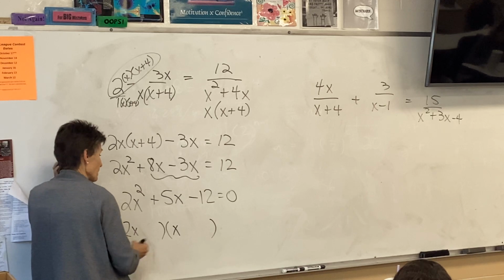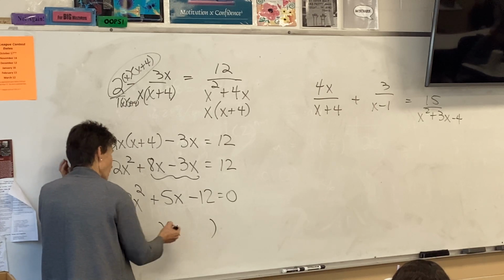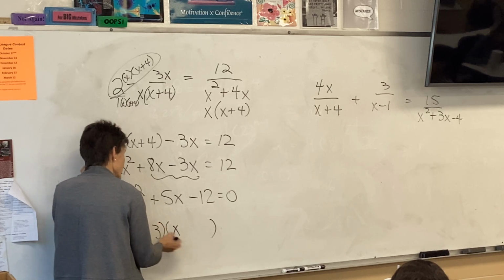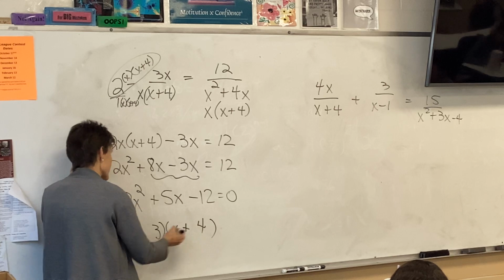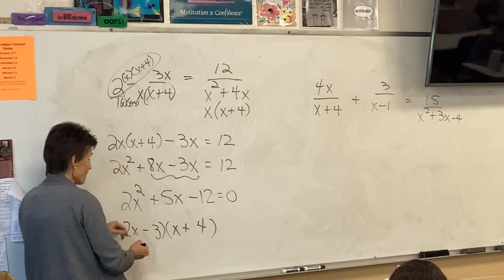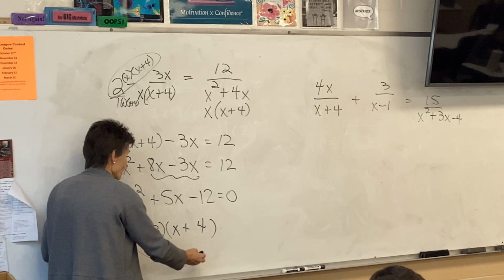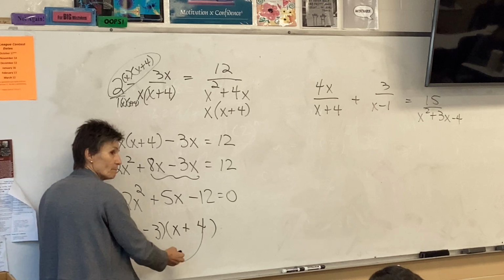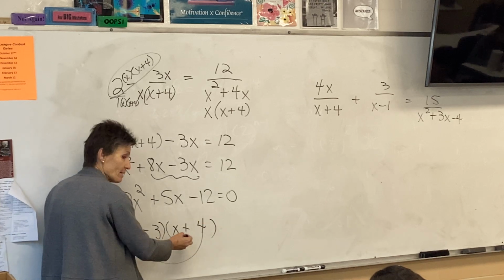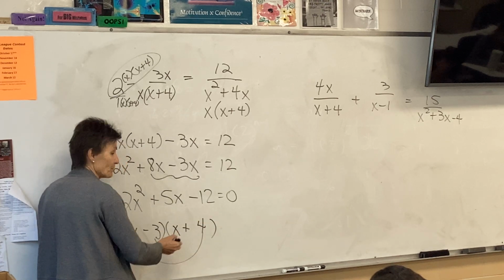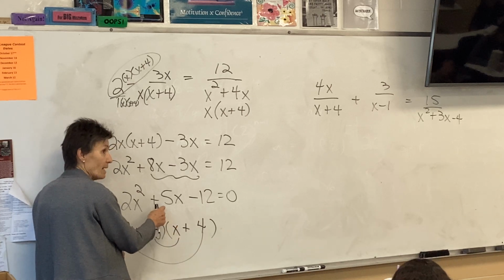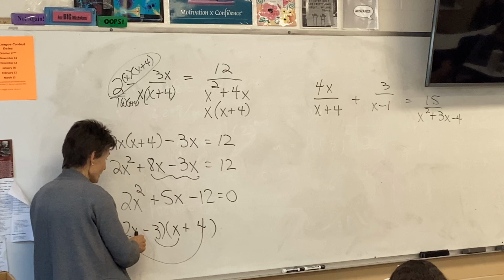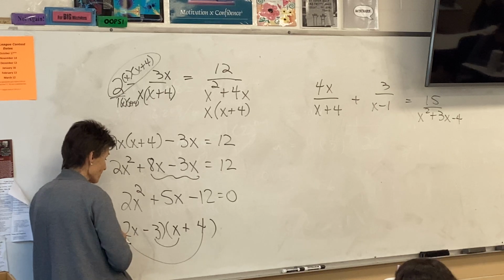I need something to multiply to 12. 3 and 4 sounds good, because look what happens when I FOIL. What do I get from my outside terms? 8. And what do I get from my inside terms? And what's 8 and negative 3? 5. So there it is. Those are my factors.